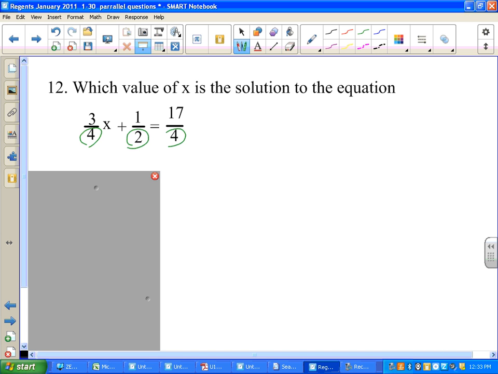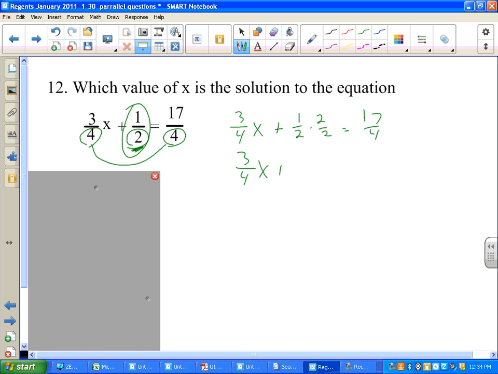You will be able to find a common denominator. The common denominator is 4. Obviously 4 and 4 for that one. Does 2 go into 4 when you count by 2s? 2, 4, 6, 8. Yes, it does. So how many halves go into and fourths have a common denominator? Well, what do you multiply 2 by to get to 4? 2. So let's take a look at this. 3/4 x plus 1/2 times 2/2 equals 17/4.